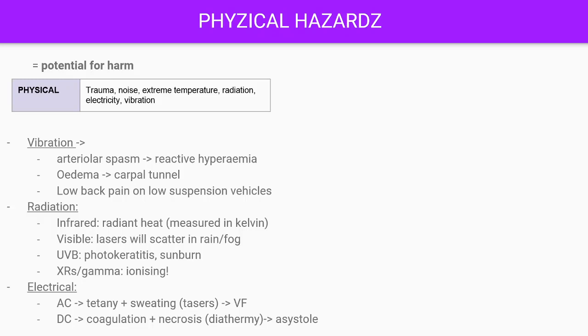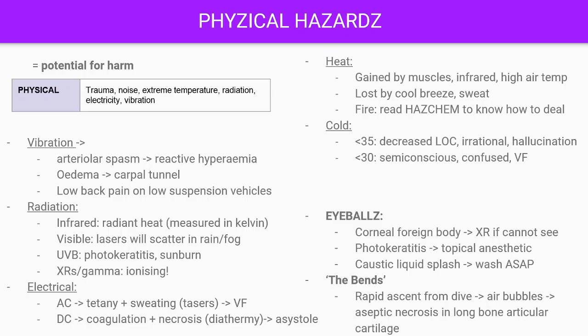And the DC current is like lightning, and that can cause coagulation and necrosis. And I like to think of it as like a diathermy. Have you ever seen that diathermy stuff? It just causes everything to coagulate. And then it can also cause asystole, which is why they shock you if you have an AMI.